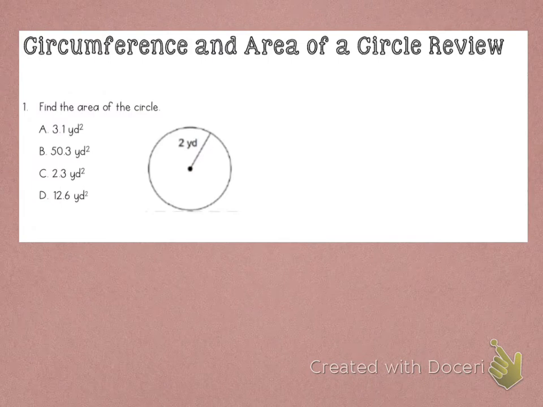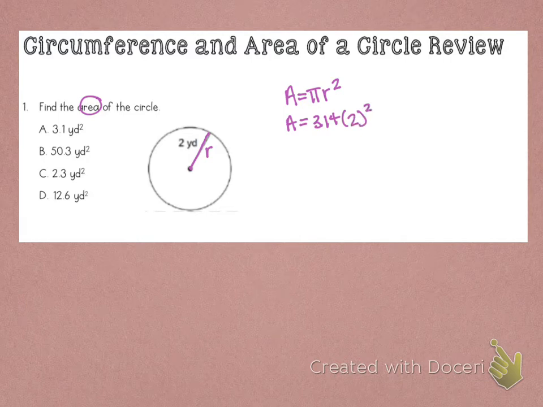Okay, so number 1 says to find the area of the circle, and it gives you this line. This line only goes halfway through from the center to the edge of the circle, so halfway is your radius. If we're finding area, we have a formula that says area equals pi r squared. So we're going to plug in: A equals, we're going to use 3.14 for pi, and then radius is 2 squared.